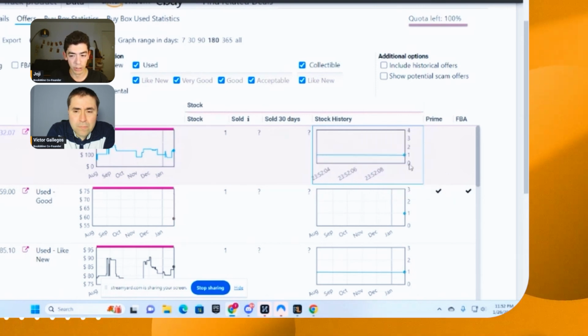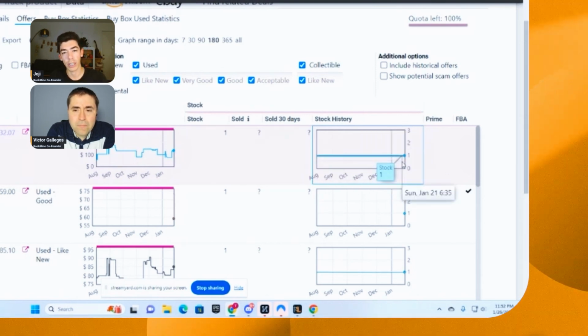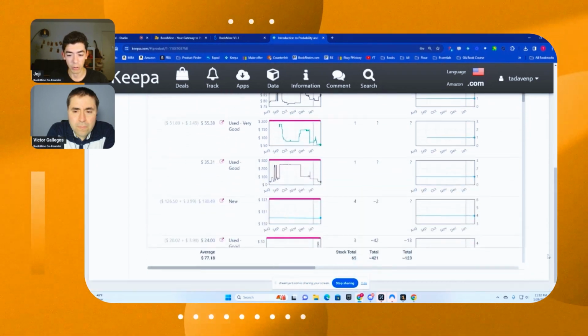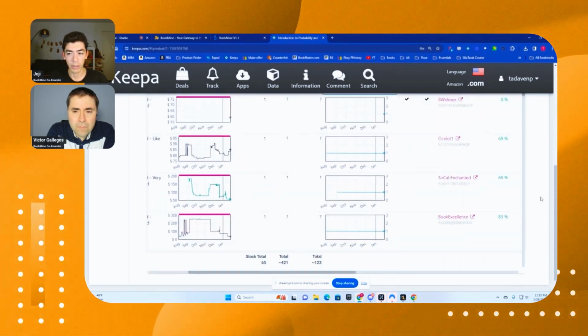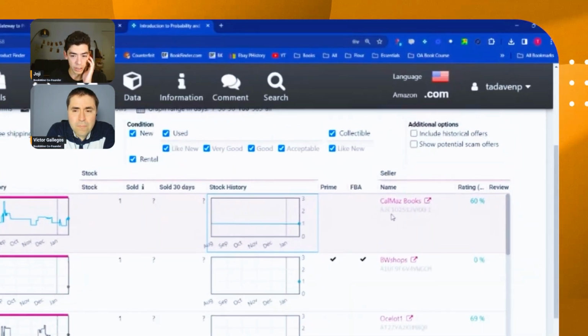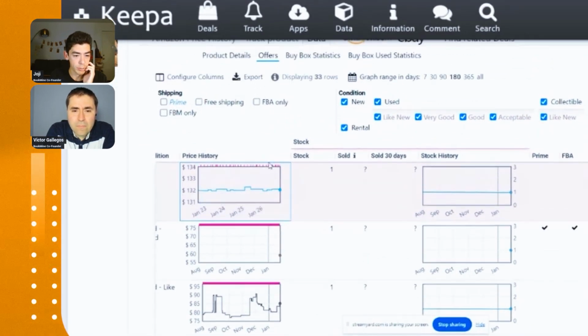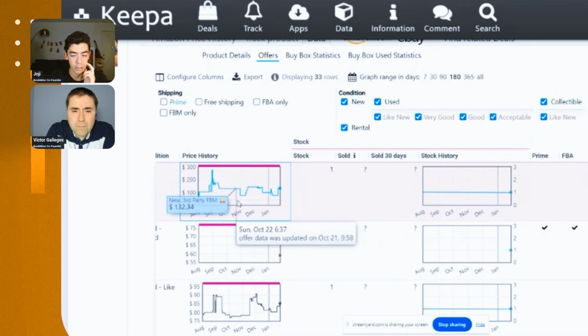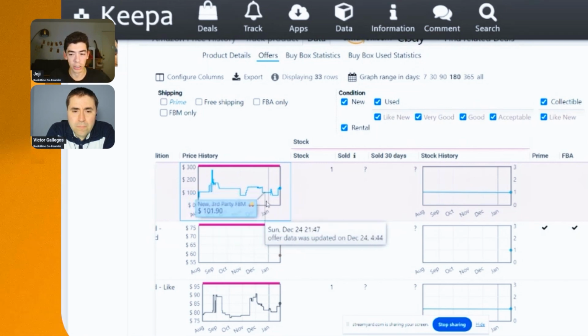Like literally this minute, they're still in stock, which means that you could go to the Amazon listing right now and you can actually see this guy's name. Like, let me go and scroll over here a little bit so we can see his name. You could go on the listing and you can find Kalmaz Books. He's there. He's selling it right now. If I zoom in, he's selling it for about $132.09. And obviously his price has changed quite a bit. Also, he's selling it in new condition as well, right?